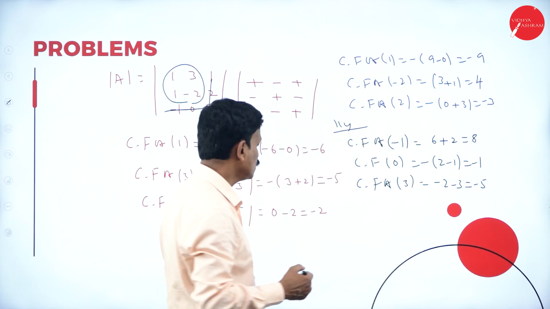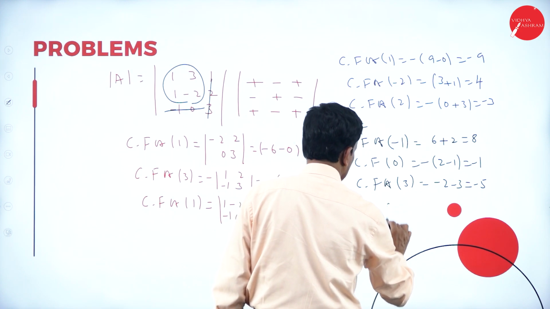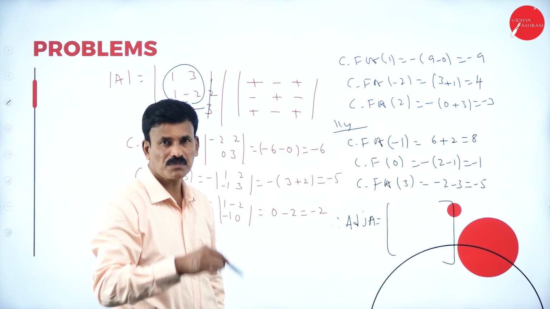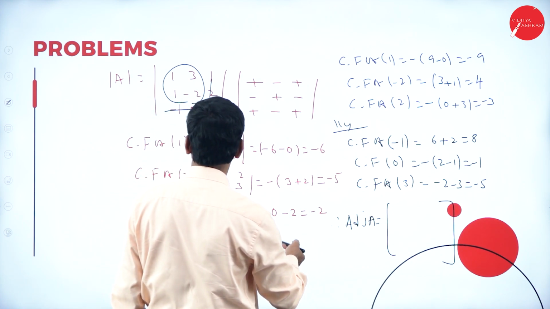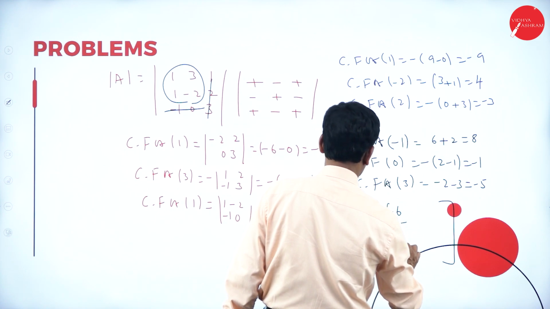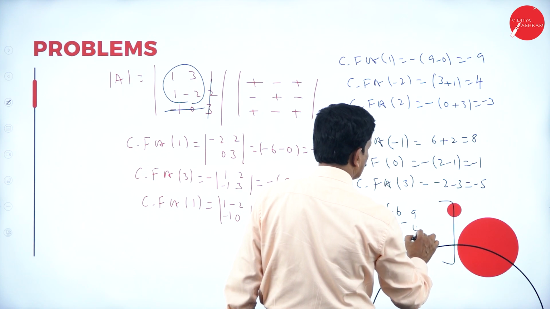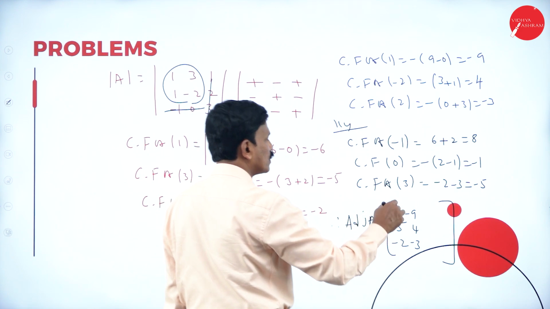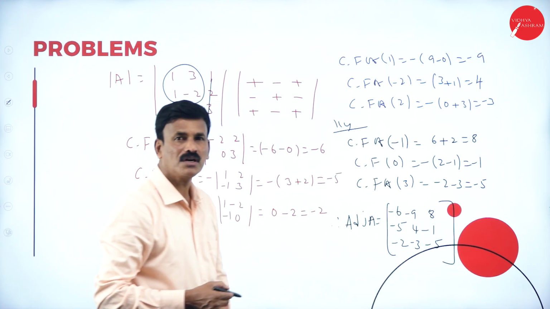Okay. Now, therefore, straight away we can write the adjoint. Adjoint of A is equal to, instead of writing the cofactor matrix, instead of writing first row, second row, third row, if you represent them as first, second and third column, you will get the adjoint. So, adjoint of A is equal to, what does the first column contain? Minus 6, minus 5 and minus 2. The second row is 9, minus 9, 4 and minus 3, written as the second column. And the third row can be written as the third column, 8, minus 1 and minus 5. So, this is the adjoint.